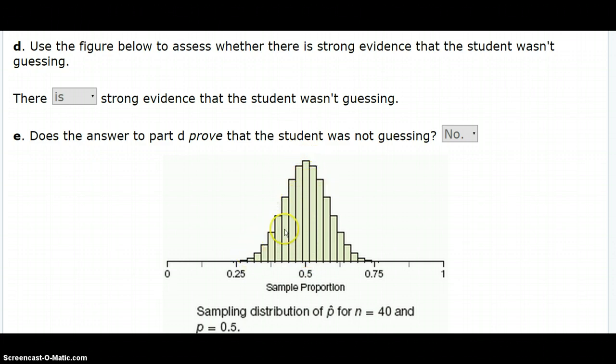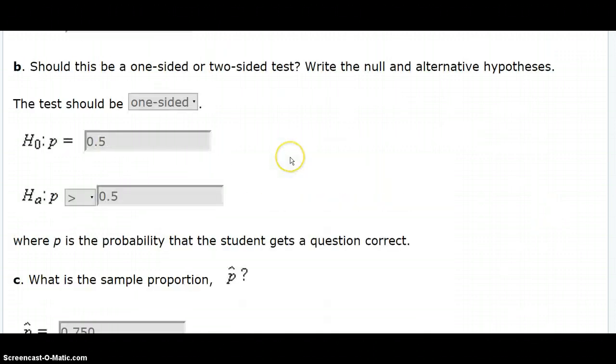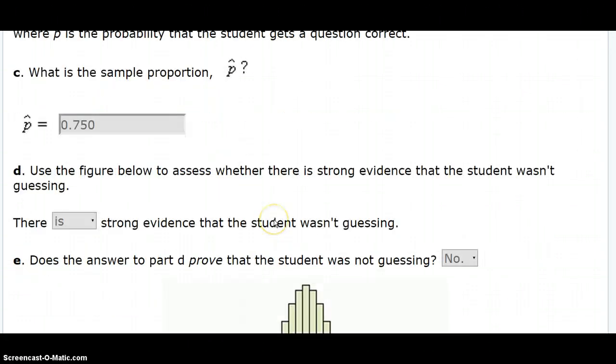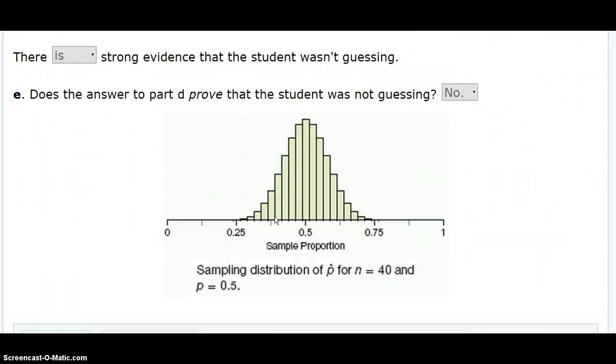As we go out further away from the mean, we decrease. How are we knowing how much to decrease? Well, that depends on the standard error. So it depends on our sample size, which in this case was 40. We have 40 questions, each of which could have been true or false. And then the sample proportion was 0.75. Of course, 1 minus that would be 0.25. So we could use those, although really, the question just asks us to look at this visually.